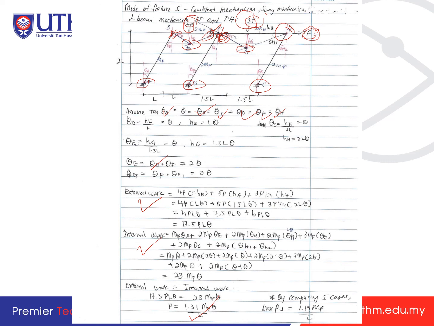By comparing the 5 cases, you will get the maximum PU is 1.19 MP over L, which is the lowest among the 5 cases. Okay, so you need to practice to get more understanding about the plastic analysis for frames, and you can do more practice other than this example that I have explained here.